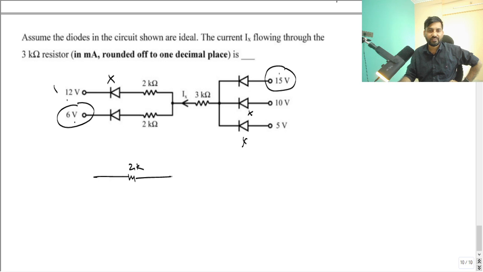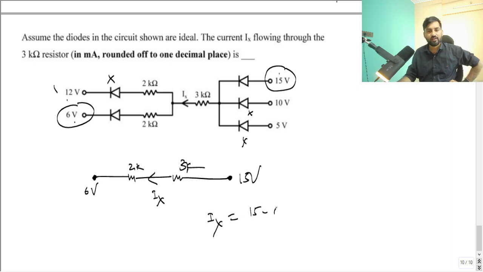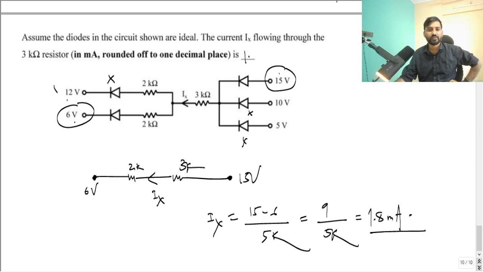So what is the answer going to be? This is 3K, this is 15 volt, this is 6 volt, and this is Ix. So what is Ix here? 15 minus 6 divided by 5K. So this is 9 by 5K. If you divide this, you will get 1.8 milliampere. The answer for this question is 1.8.